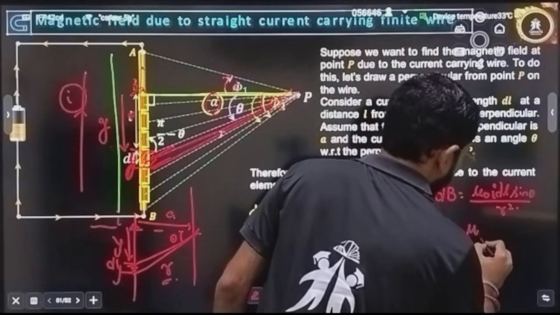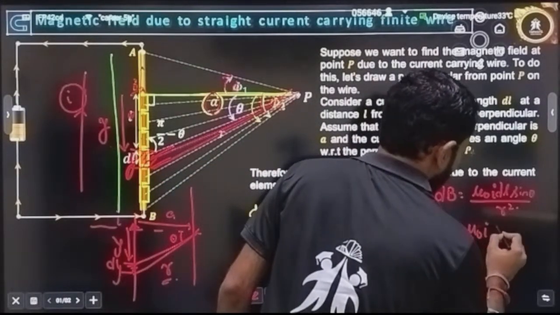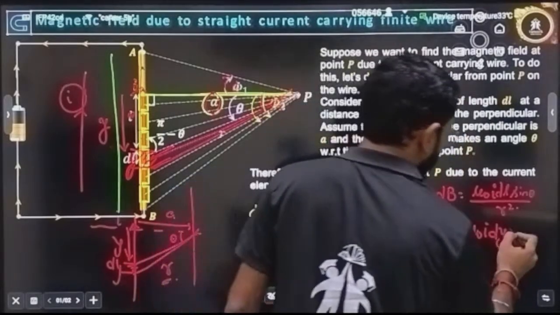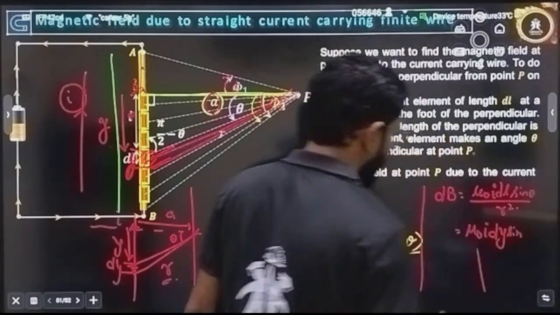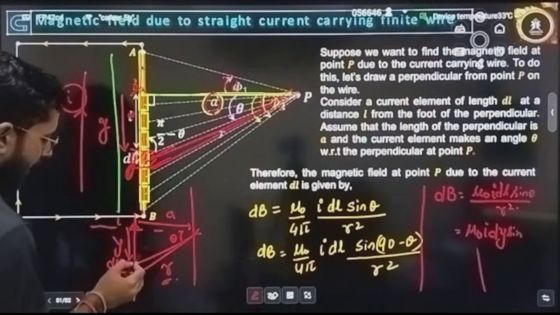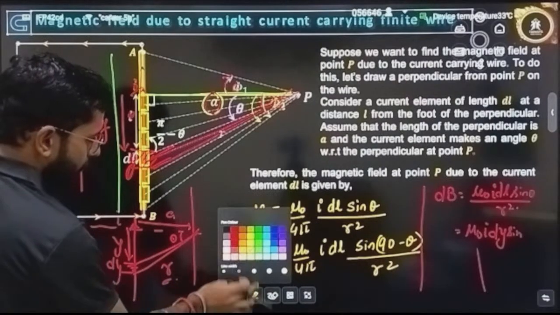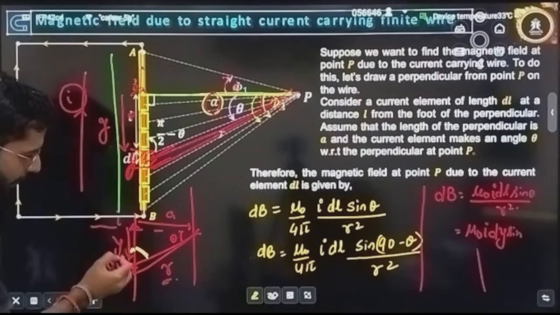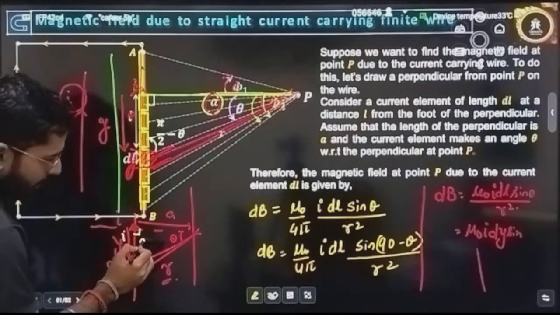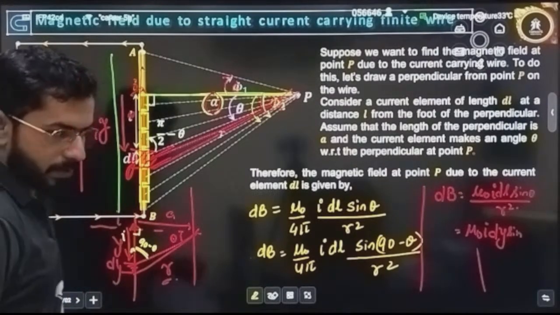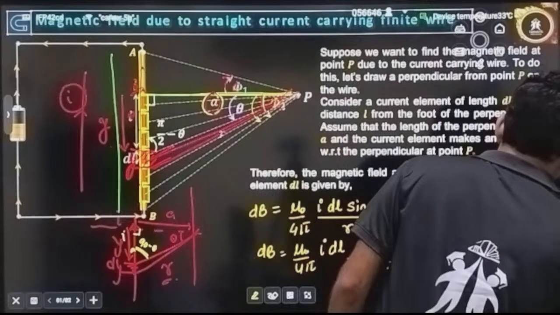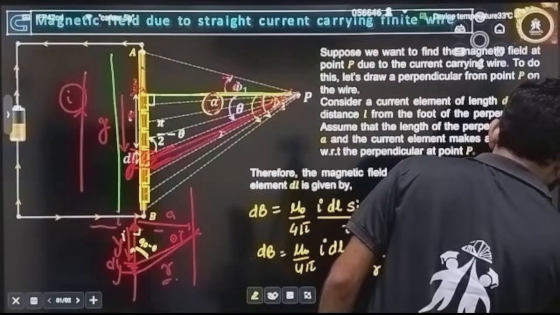Now, what you will be writing? Mu naught, current is I, dl vector. You have taken it as dy vector, or take it as dl vector only. It's your choice. Sin of theta. Now, what is the angle between them? What is this angle? The angle between this current and this is 90 degrees. That means this is nothing but 90 minus theta. This will be sin of 90 minus theta divided by r square.